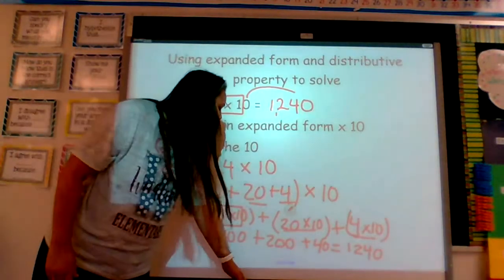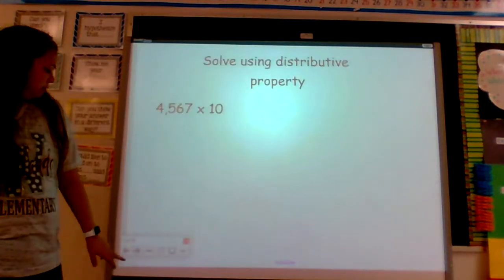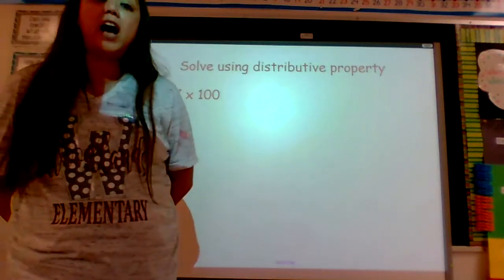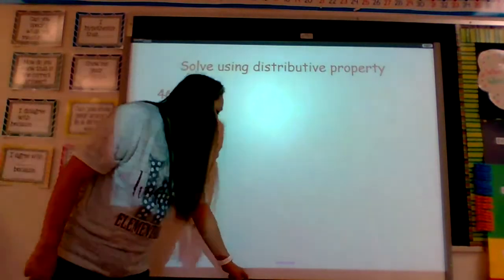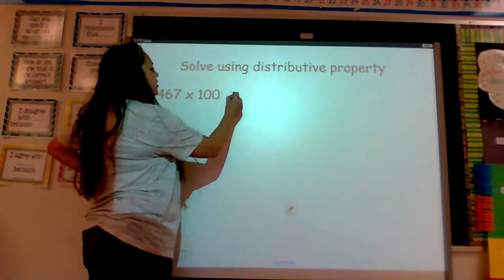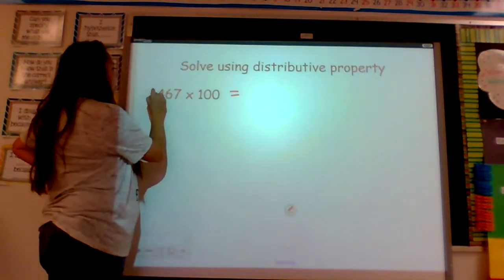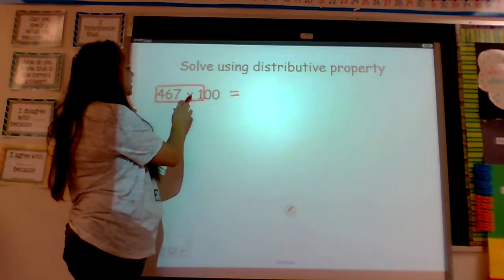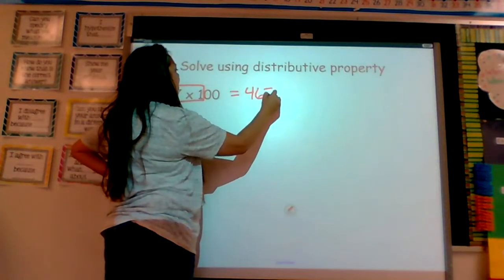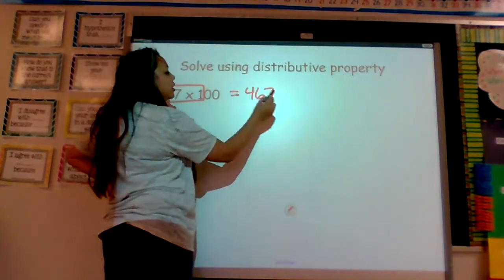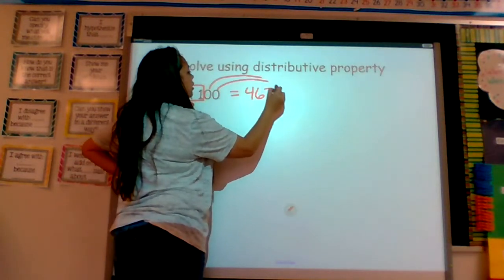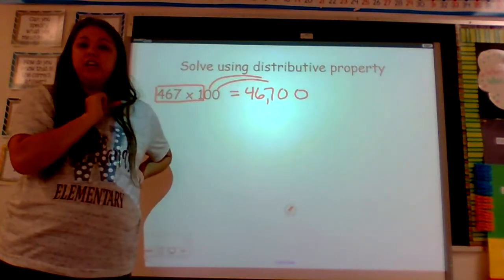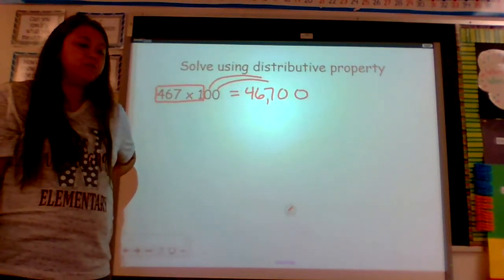Okay? We're going to do one more, and I'm going to skip that one, and this one we're going to distribute by 100. So let's just see what the answer is first, because I like to do that to make sure that my total answer ends up correct. So I'm going to multiply 467 times 1, I get 467. And then how many zeros are we bringing over? 2. Oh my gosh, that's a big number. 46,700. Now let's see if we can do it using the distributive property.